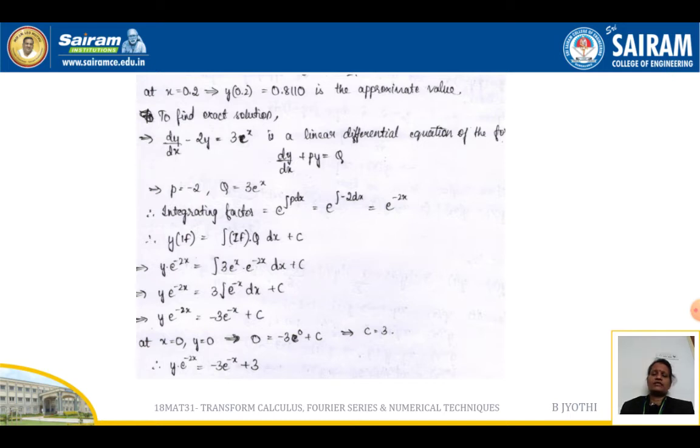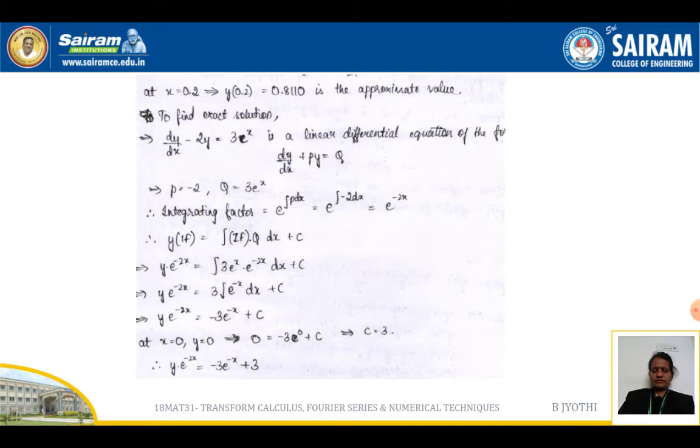In order to find the exact solution, consider the given equation, which is a linear differential equation of the form dy by dx plus py is equal to q. P is minus 2 and q is 3 e power x. So the integrating factor will be e power integral of p dx, that is e to the power of integral of minus 2 dx, which gives e power minus 2x.